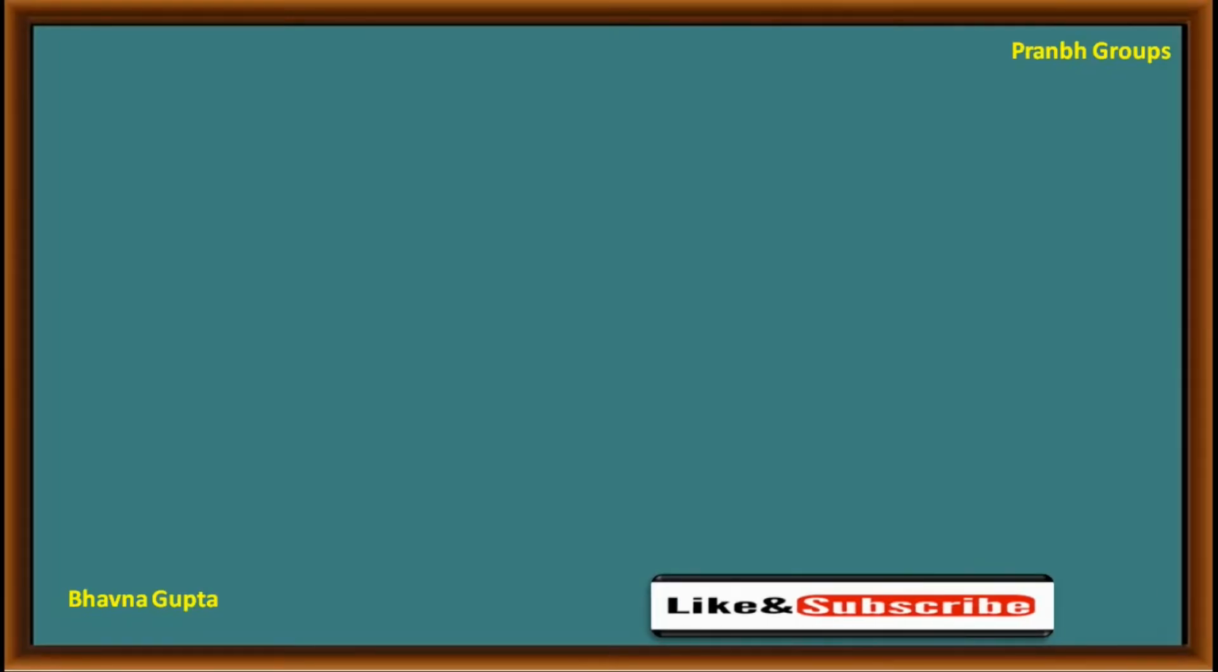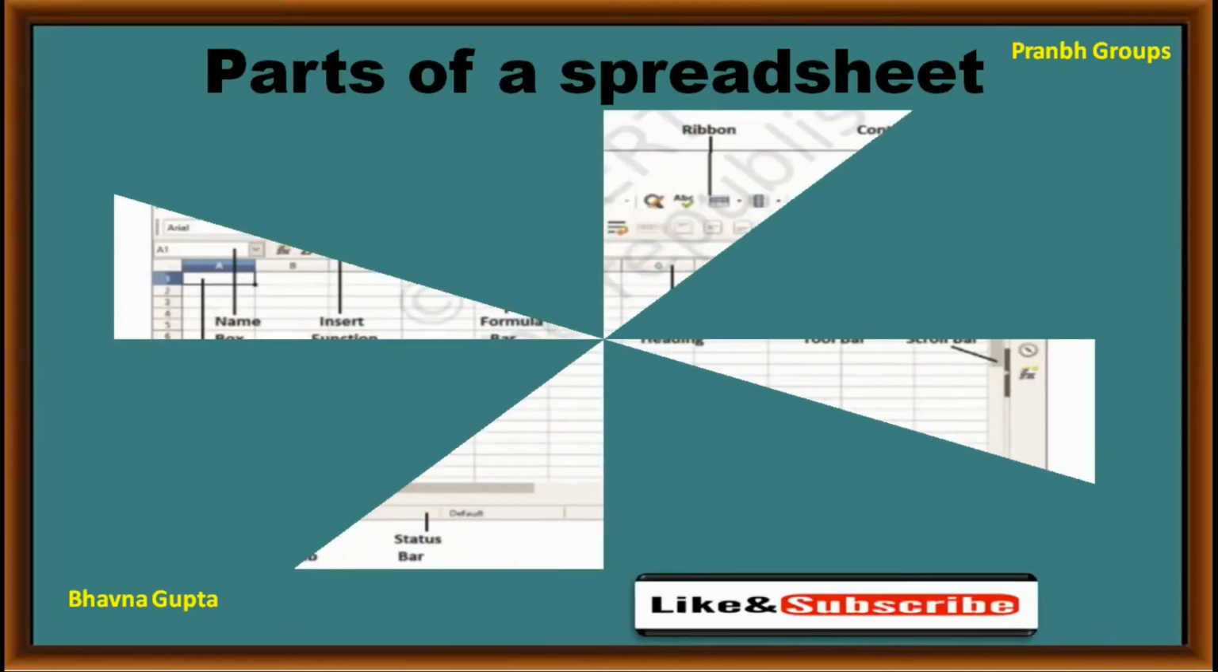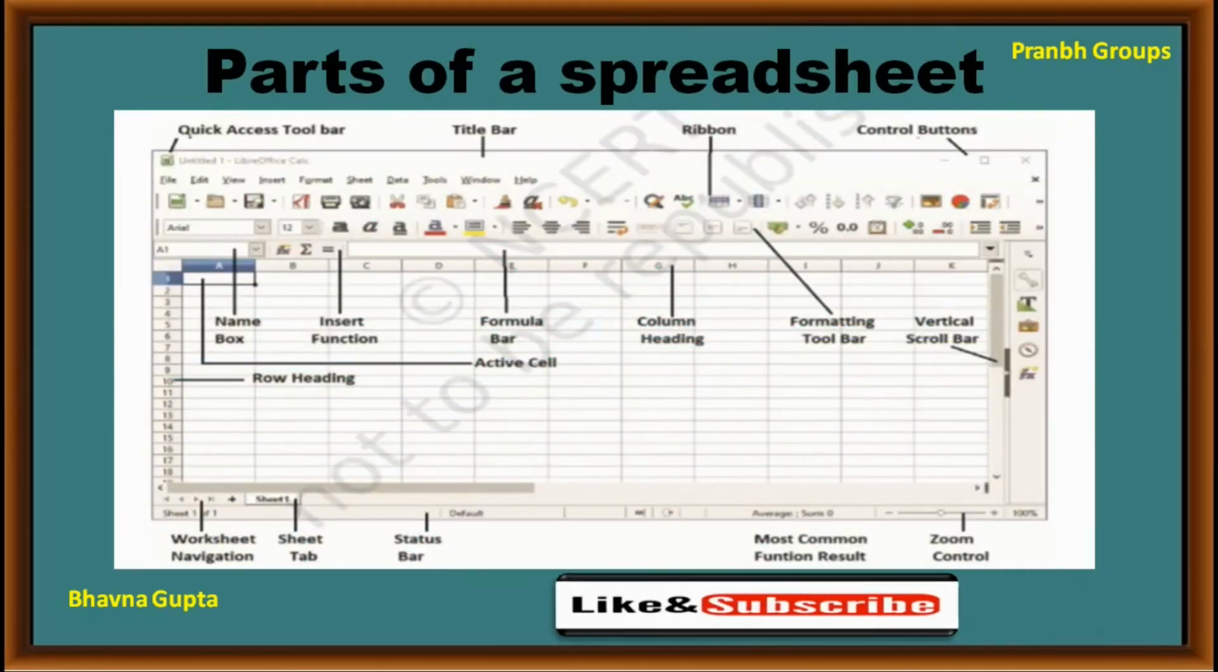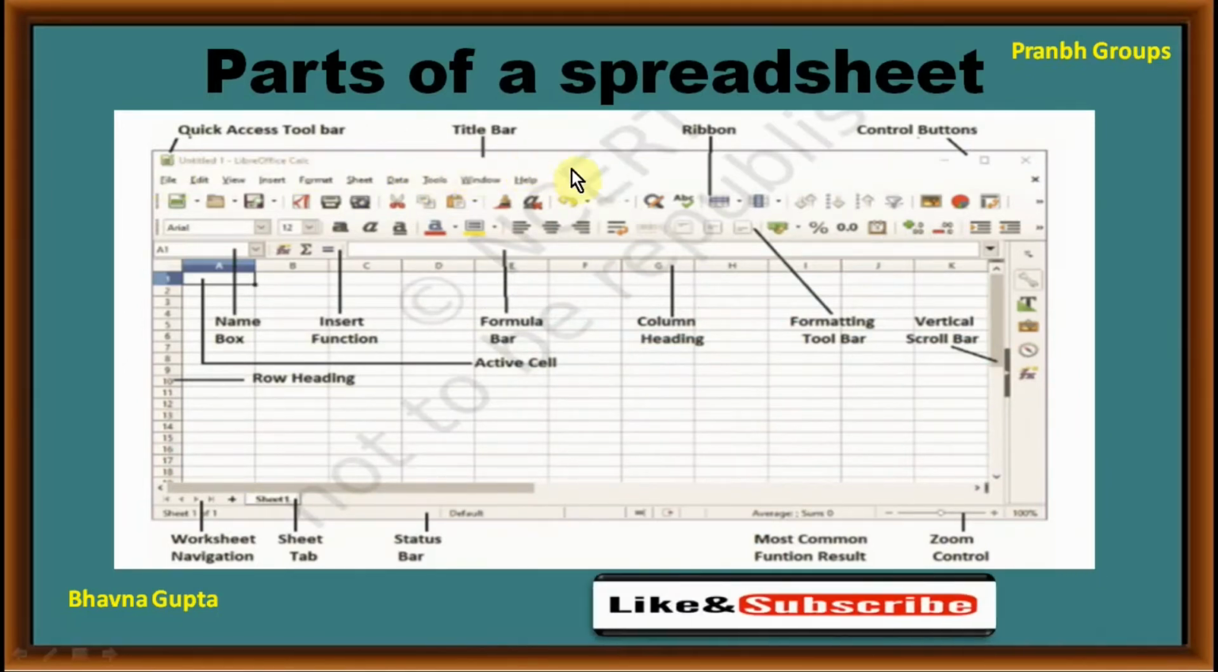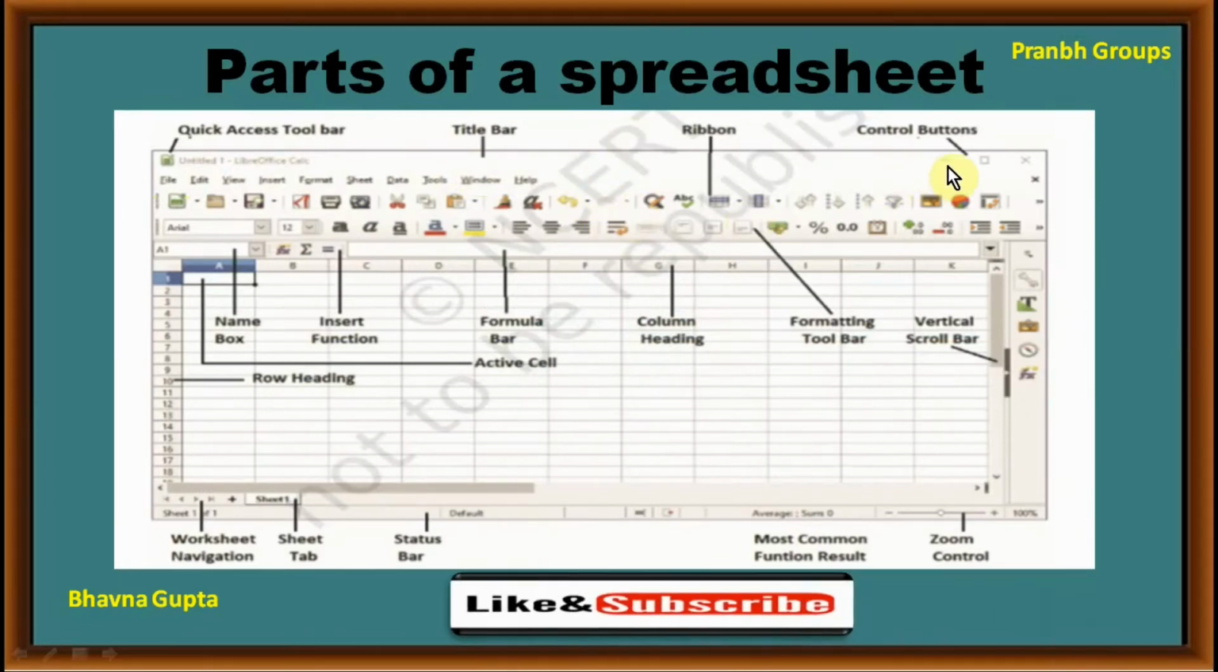Next topic is parts of a spreadsheet. This is a spreadsheet window. Here, this is a quick access toolbar, this is a title bar, and this area is called a ribbon, and there are 3 control buttons.